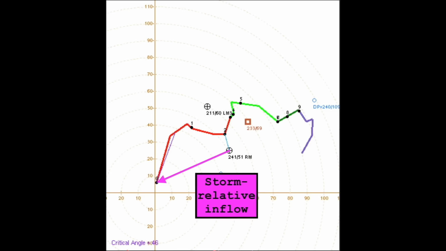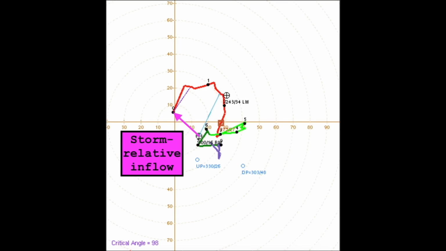In this example, storm relative inflow was near 50 knots, which is very strong, so a lot of outflow would be needed to achieve the balance. In contrast, this environment features a very small storm relative inflow vector with a magnitude of about 20 knots, meaning that only limited outflow is necessary to achieve the balance.